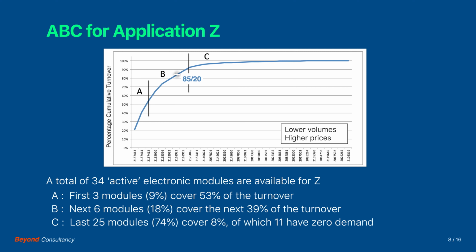The ABC curve for Z is somewhat less steep compared to the curves with X and for Y. This is because the rate of module innovation is slightly lower and the product life cycle somewhat longer. Nonetheless, all the three curves are at or above the 85-20 point, which for an ABC distribution is quite steep.